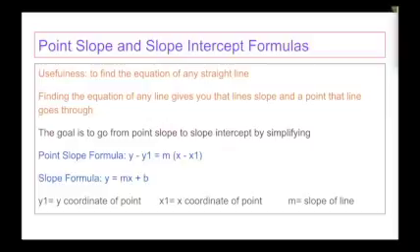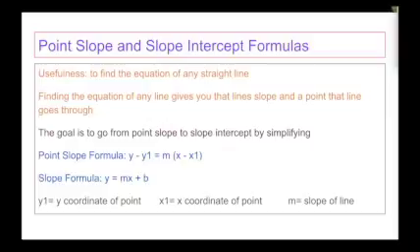I would love to. Now the third topic we are going to address are the point slope and slope intercept formulas. Point slope formula is very useful for finding the equation of a straight line, while slope intercept formula is the equation for that very line. Fascinating. You use point slope formula to help you figure out slope intercept formula.